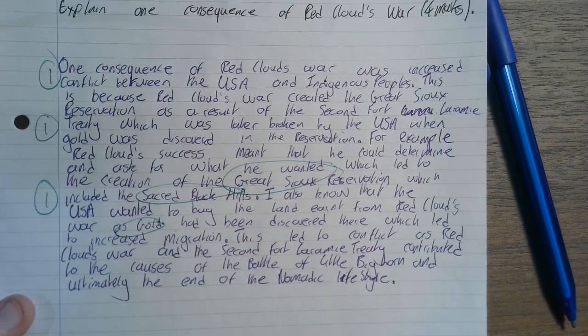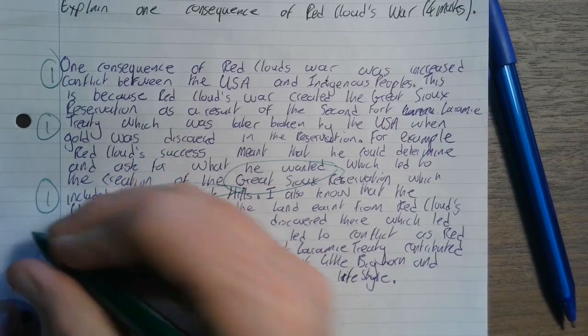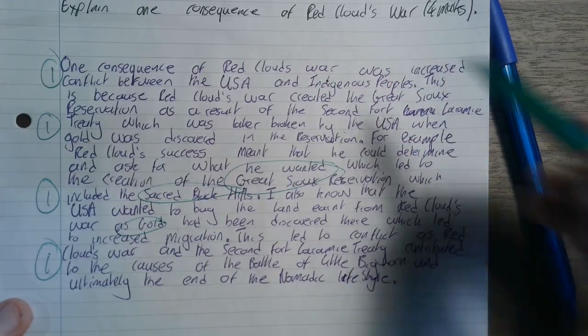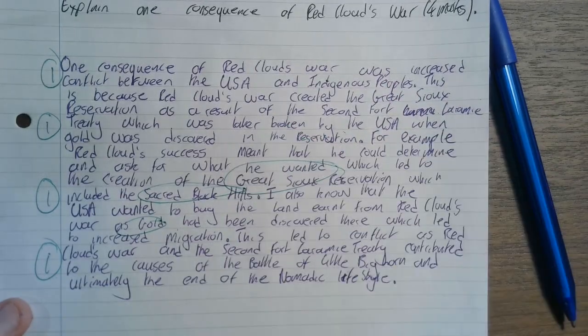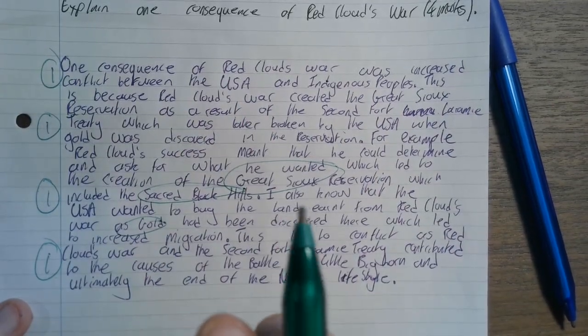This led to conflicts as Red Cloud's War and the Second Fort Laramie Treaty contributed to the cause of the Battle of Little Bighorn, which ultimately led to the end of the nomadic lifestyle. And there's my 4th mark. Really, really easy question. 1 mark for stating and matching the correct consequence. 2nd mark for saying why. A 3rd mark for backing up with 2 precise facts. A 4th mark with my explanation of how the events led to that consequence.